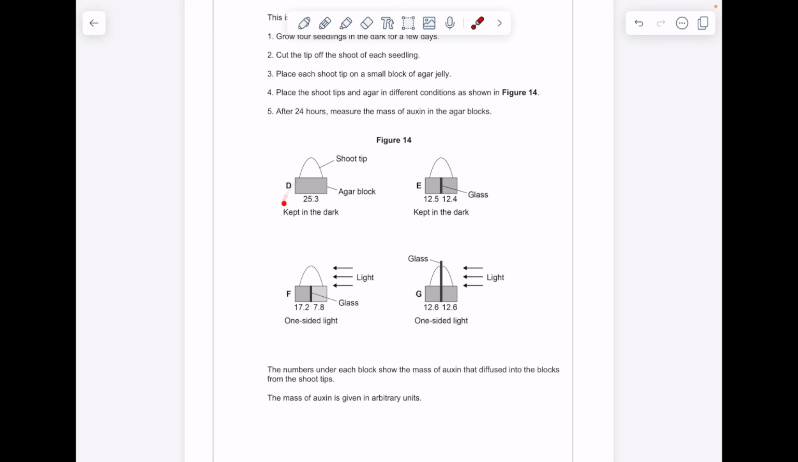So from this shoot tip, we know that 25.3 diffused into the agar block. We've got a glass here. This has been kept in the dark. So again, these numbers are quite similar. Then we have one-sided light, so we can see that auxin's diffused in much greater quantities to the left side, so the side furthest from the light. And then when we have glass separating both sides, because that glass lets the light through, we see very similar.